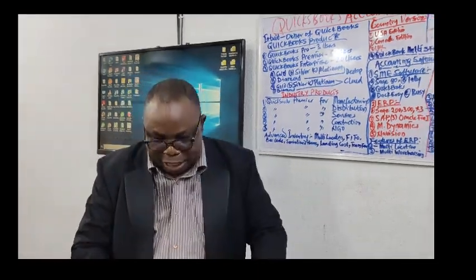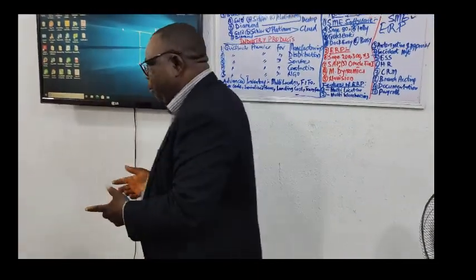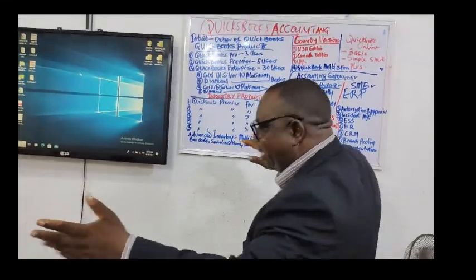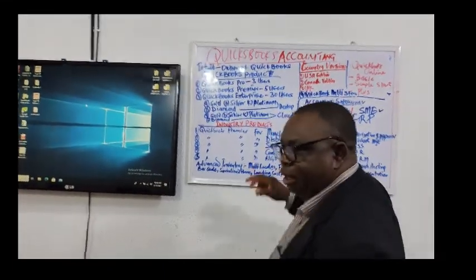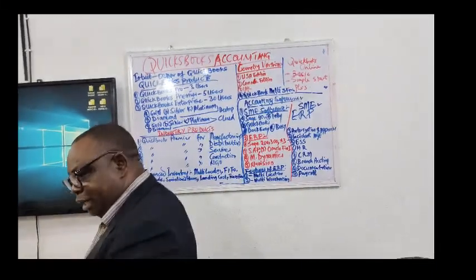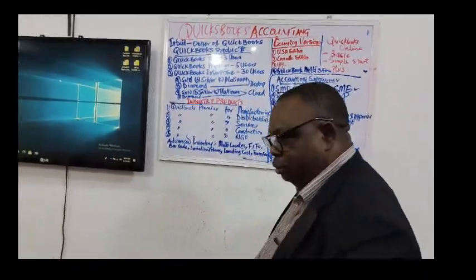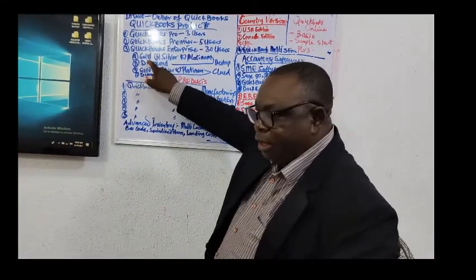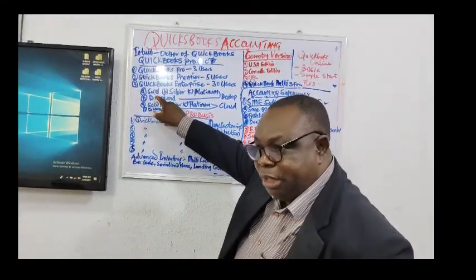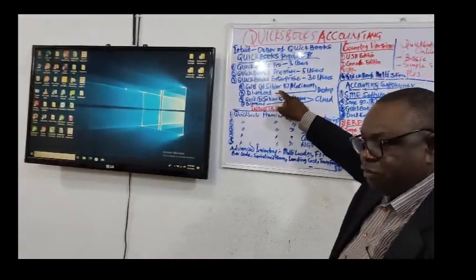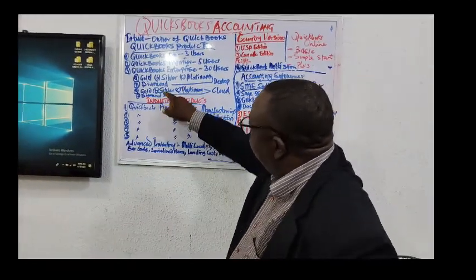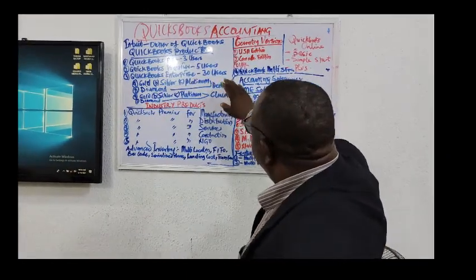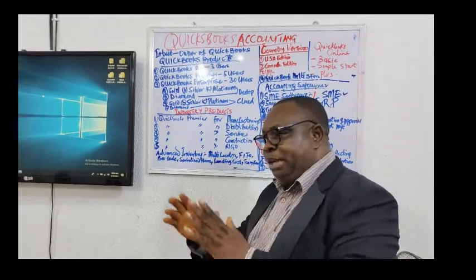Then going further, we have other breakdowns under desktop and cloud. What are the breakdowns under desktop and cloud? Under this desktop, you have number one, A here, Gold. Can you see it from there, Mr. Imasman? Then B, you have Silver. Then C, you have Platinum, and you have a Diamond. They are all QuickBooks Enterprise, which means they are big.